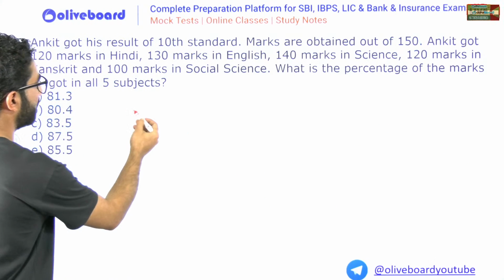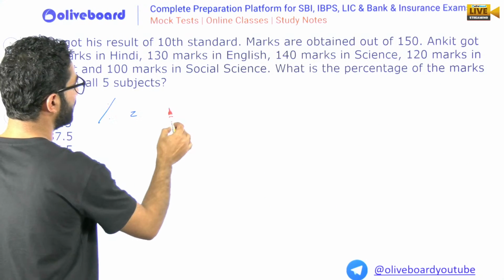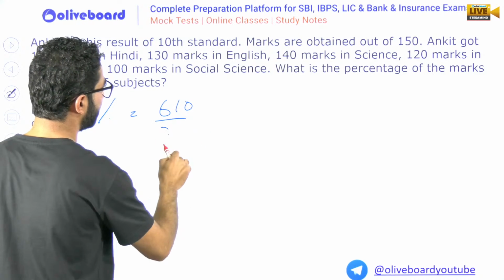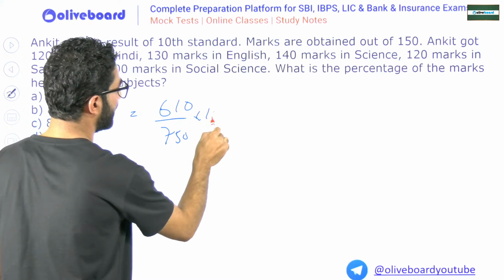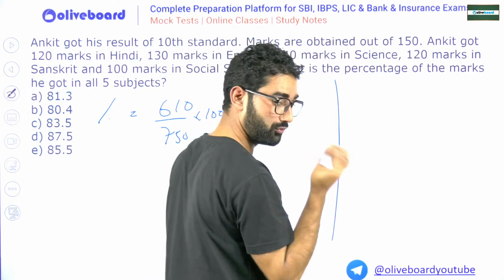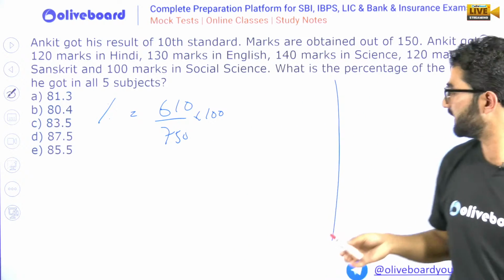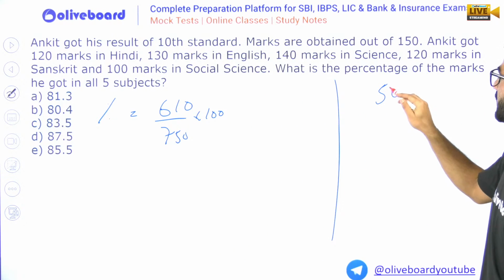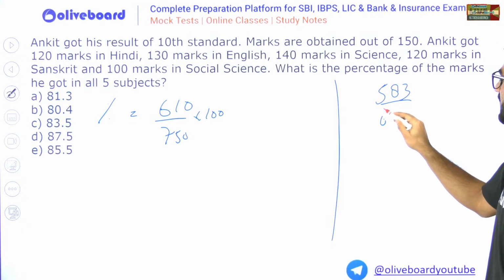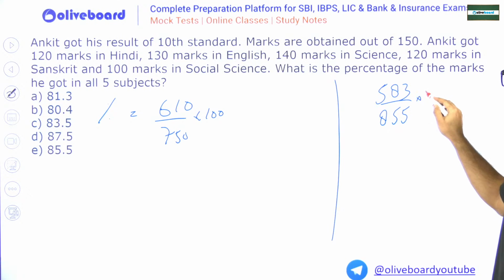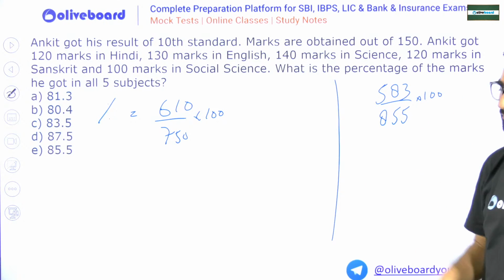Okay, the value here is like 610, 750 multiplied by 100. I just told you one example, and then you can calculate this one very easily. That is, if you have something like 583 divided by, let's take an example of 855, and it is multiplied with 100. This is quite difficult as compared to this.